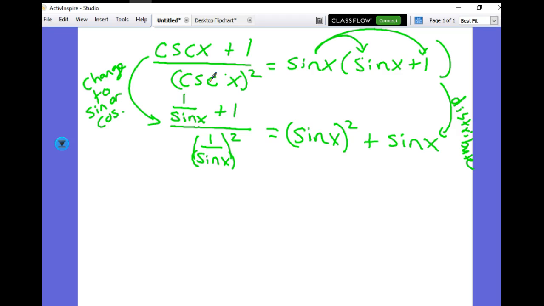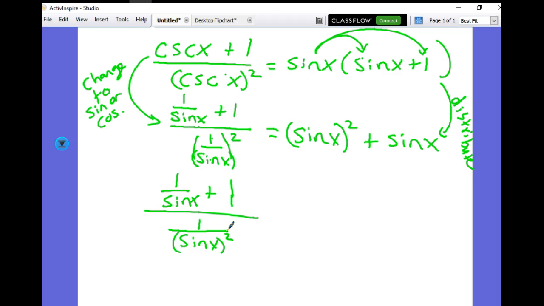All right, now I'm going to go ahead and do this. You're going to square this. You're going to square the top and the bottom. So that's going to be 1 over sine x plus 1 over 1 squared is 1, and sine squared is going to be that. Okay?